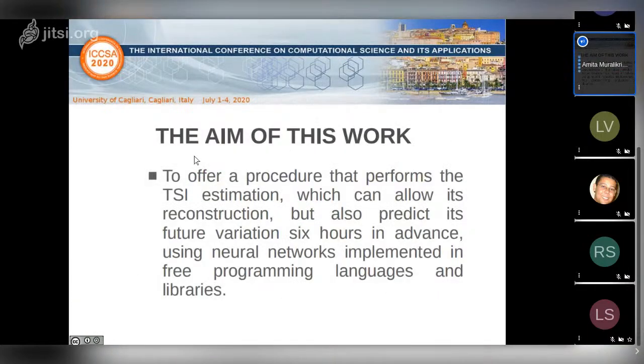So the aim of this work is to offer a procedure that performs the TSI estimation, which can allow its reconstruction, but also predict its future variation 6 hours ahead, using neural networks implemented in free programming languages and libraries. Sorry, language, only one language.